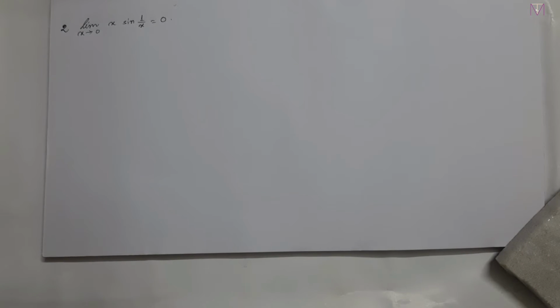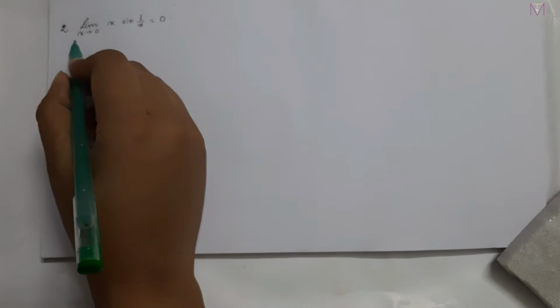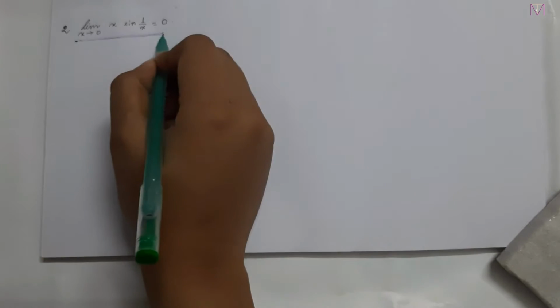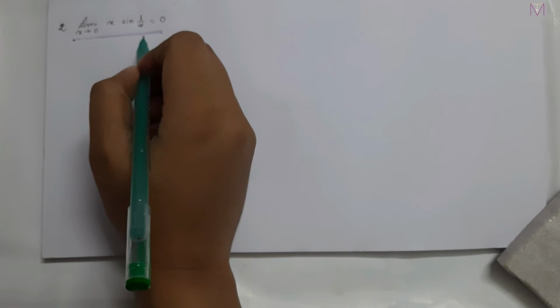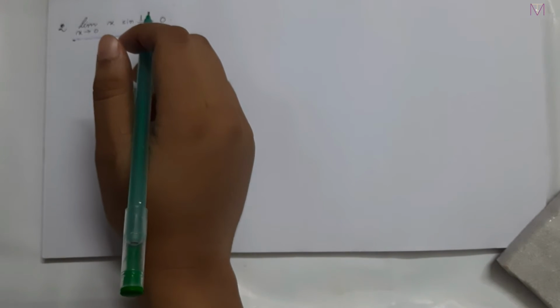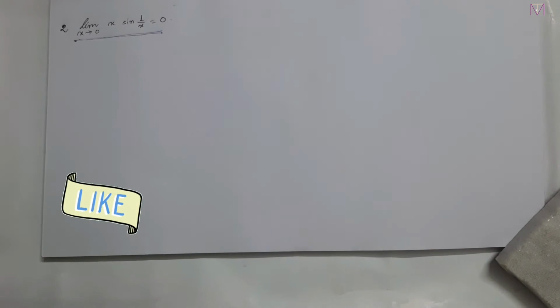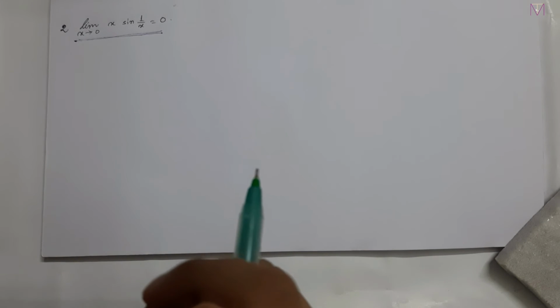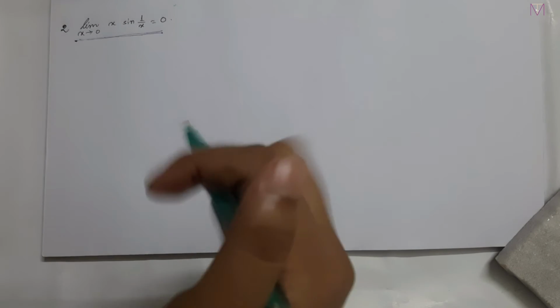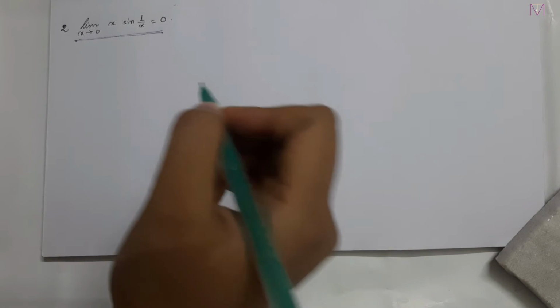Now let's see the next example. This is the question. We have to prove that limit x tends to 0 of x sin 1 by x is equal to 0. Okay, so how can we do this? First, you can do this in 3 ways. First, type 1.